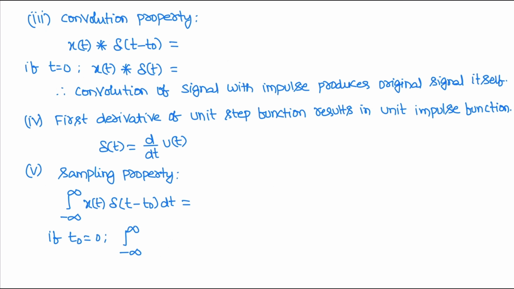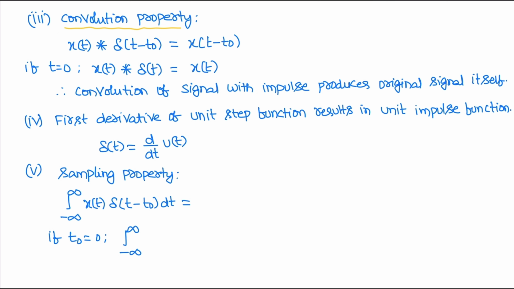Next, third property is convolution property. x of t convolved with delta of t minus t naught is equal to x of t minus t naught. If t naught is 0, x of t convolved with delta of t is equal to x of t.